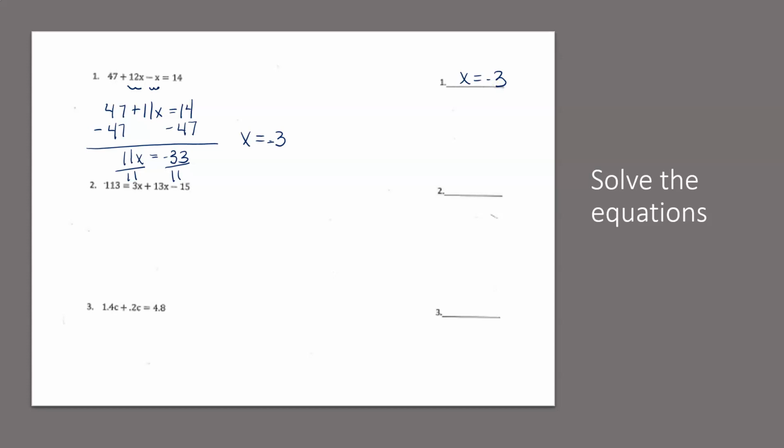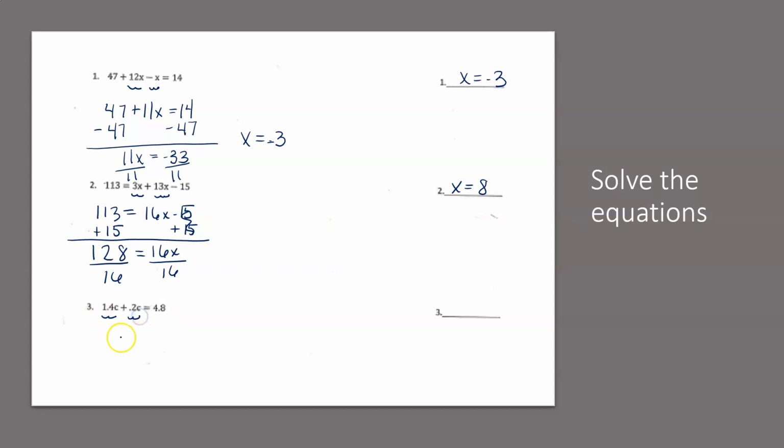Number 2, we're going to combine our x's here. So I have 113 equals 16x minus 15. I'm going to add 15 to each side, which leaves me with 16x over here and 128 over here. Then you're going to divide each side by 16, so x is equal to 8.